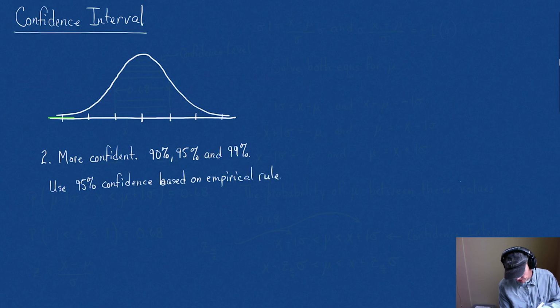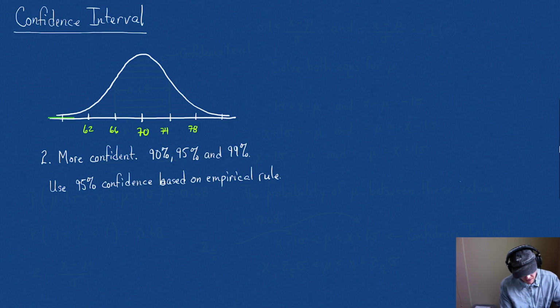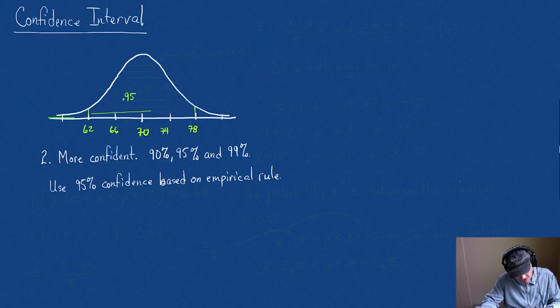Well, the empirical rule says this. Let me label this. We have 70, 74 and 78, and 66 and 62. Now, if I want to be 95% confident, according to the empirical rule, that's two standard deviations. So now we're looking at 95, or 0.95. So it's this green region.